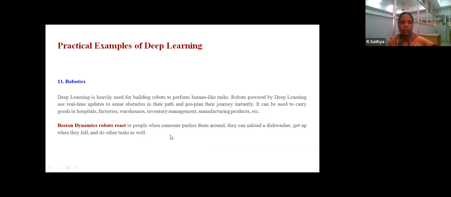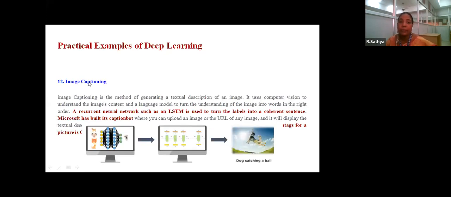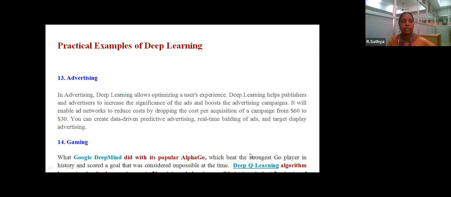They are adapting one robot for helping an older person. And image captioning: suppose I just put in an image, it will give you the caption or label automatically. That's what I told you with the Apple. It may be a fruit or it may be an iPad. It will give you the label automatically.